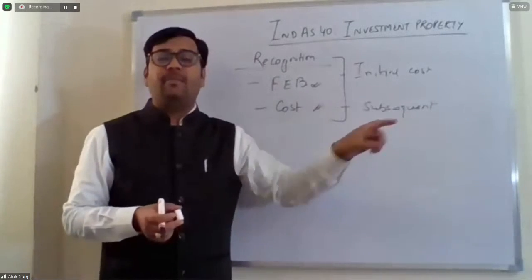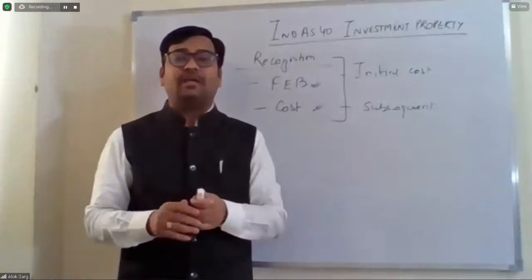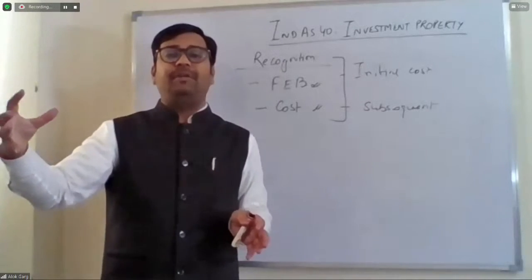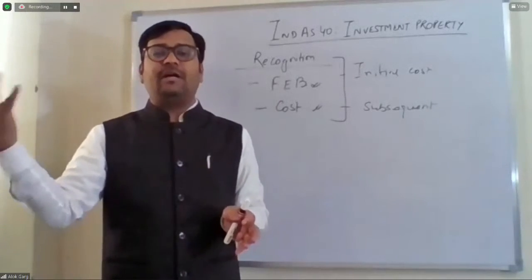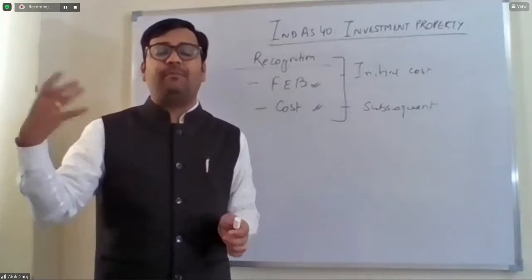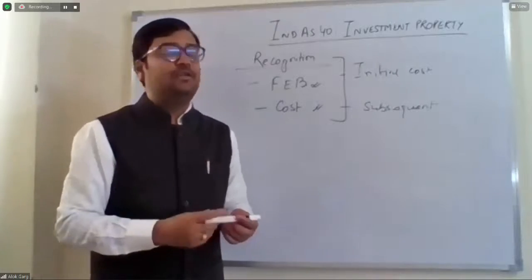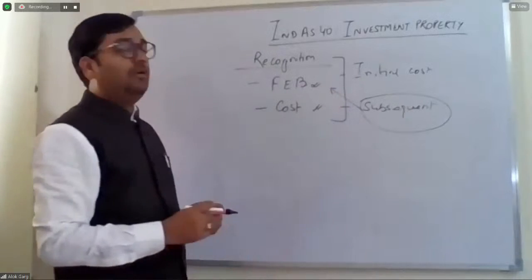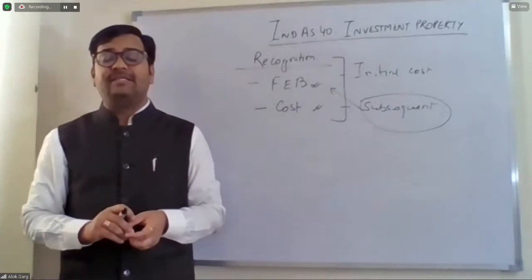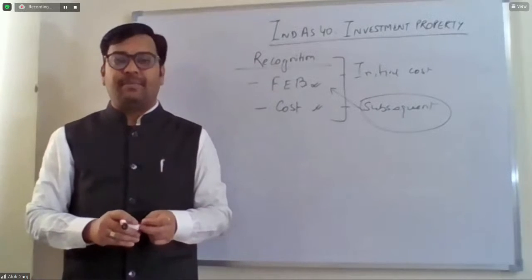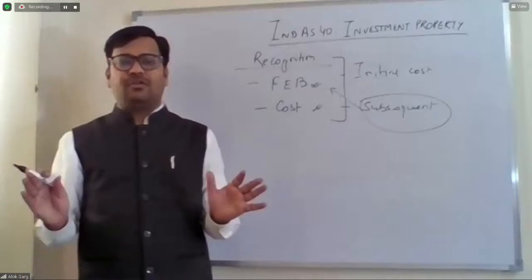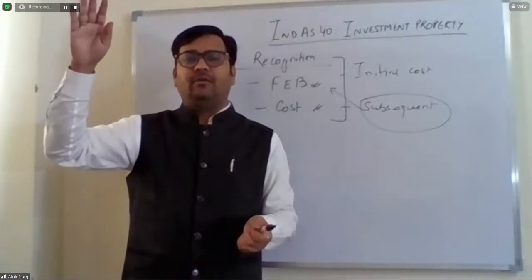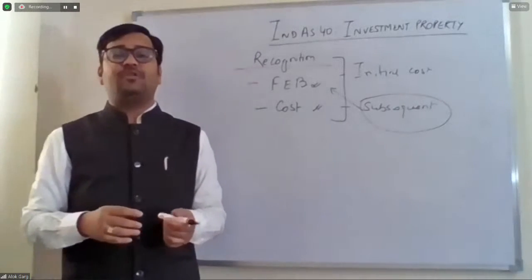And for subsequent cost, suppose the company is dismantling or removing the roof or interior wall of the building, and adding or replacing, or incurring major repair expenditure for that building. If that subsequent cost meets these two conditions, future economic benefit and cost can be measured reliably, then that subsequent cost is also required to be capitalized. Day-to-day servicing cost, like whitewash of the building or painting of the building, cannot be capitalized.